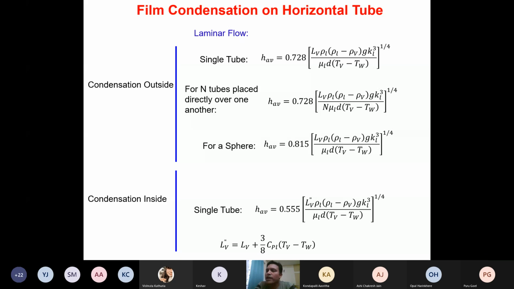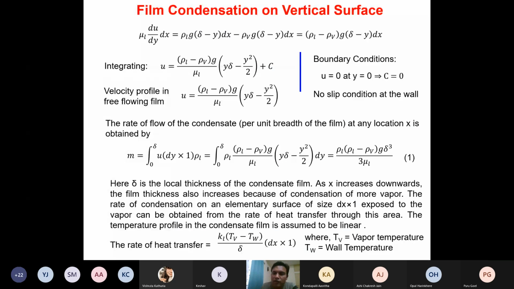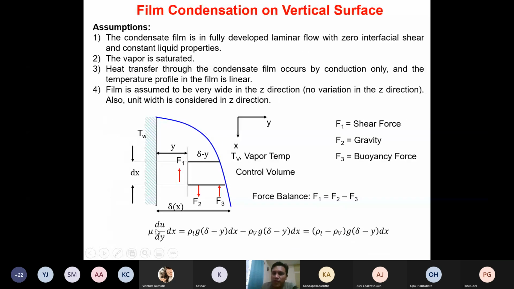So far we were looking at the vertical film and the laminar flow we were considering. Remember, all this derivation is based on the laminar flow. That is why we have used that mu du by dy, isn't it? So this is only for laminar, isn't it? So only the laminar flow we have considered.